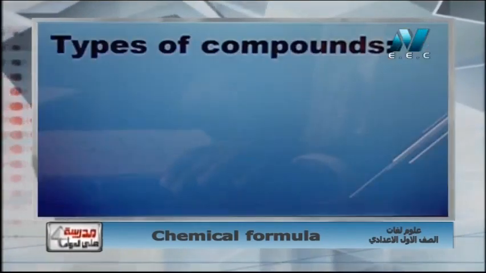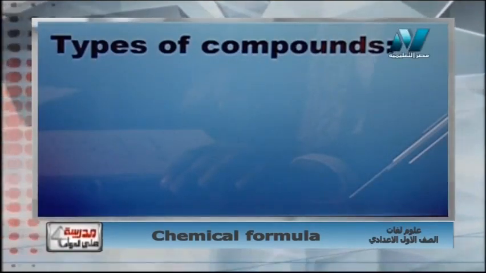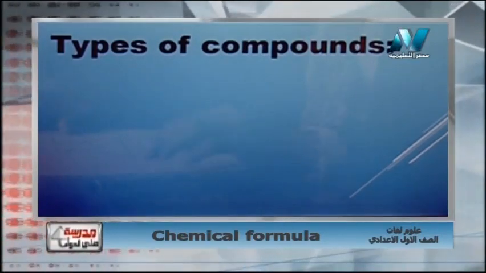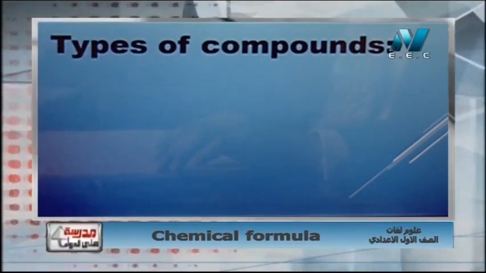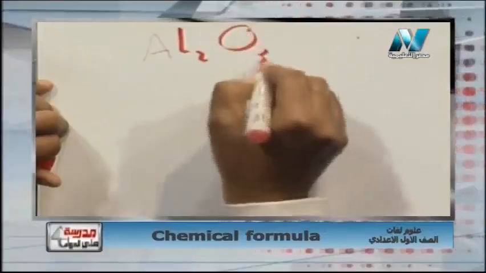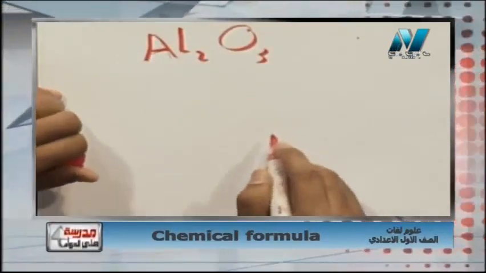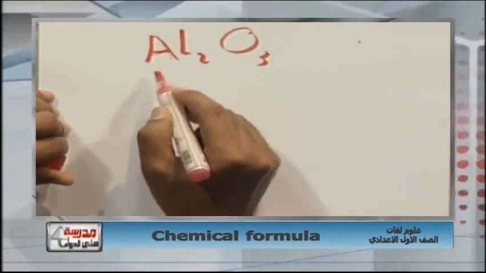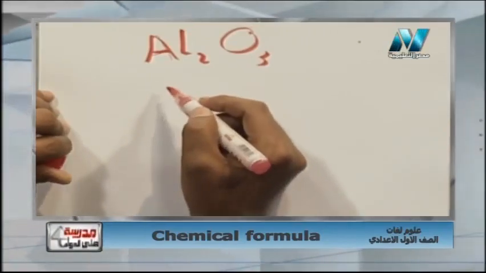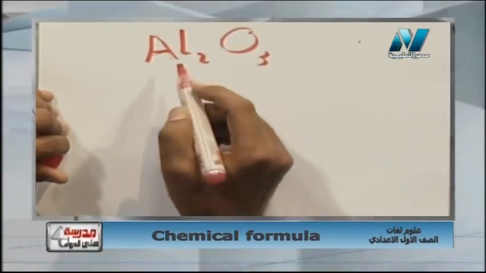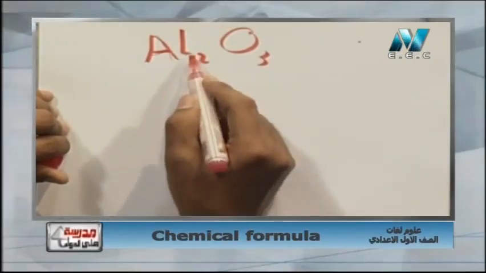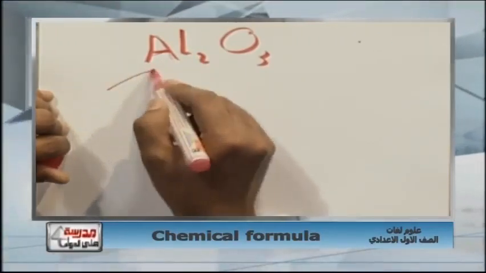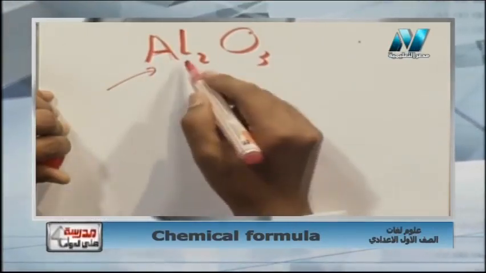What are types of compounds? We have many types of compounds. But before types of compounds, I must talk another time, for a short time, about the chemical formula. To write chemical formula again as Al2O3, what I must put in my consideration? Number one, any substance, any atom, any element is represented or symbolized by two letters. I must put the first letter in capital and the second small.